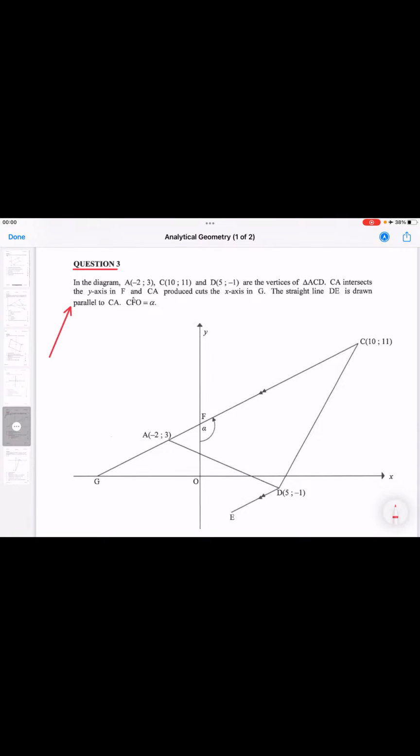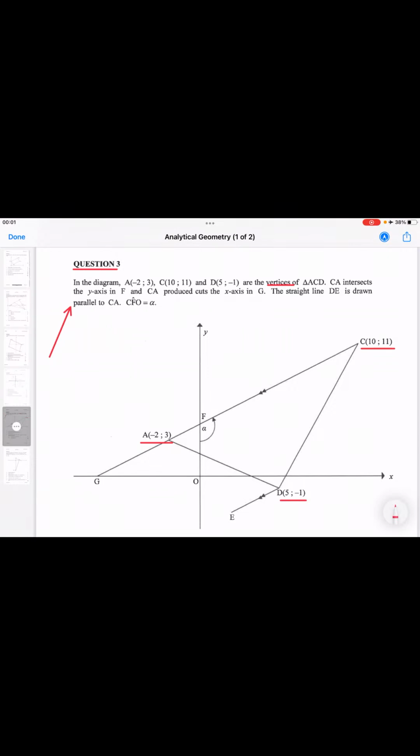So let's see. It says in the diagram, A. Where is A? Okay, there is A, having the coordinates -2 and 3. C. Where is C? There is C, having the coordinates 10 and 11. D. Where is D? Oh, there is D, having the coordinates 5 and -1. Are the vertices, remember, the word vertices refers to the corners. The corners of what? The corners of triangle ACD.